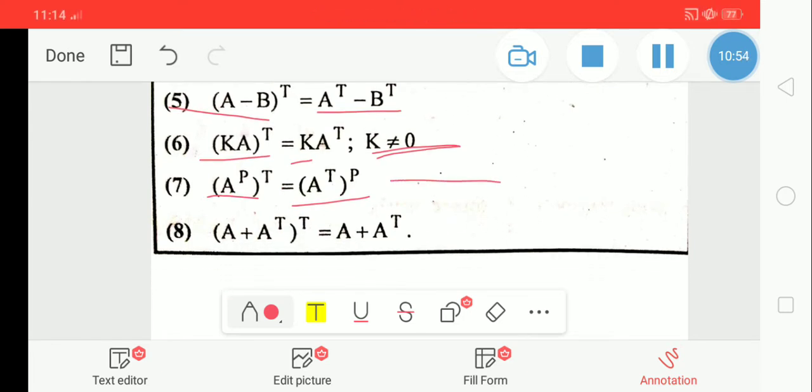We know that we apply that formula for A raised to n. So (A^P) transpose is (A transpose)^P, and (A plus A transpose) whole transpose gives A transpose plus the transpose of the transpose, that is A, so A plus A transpose.